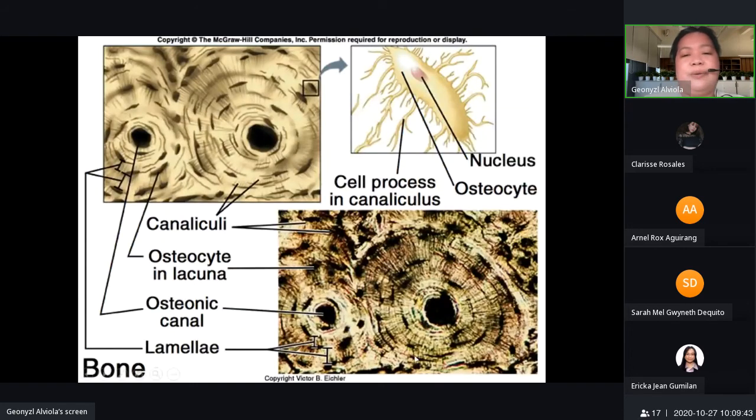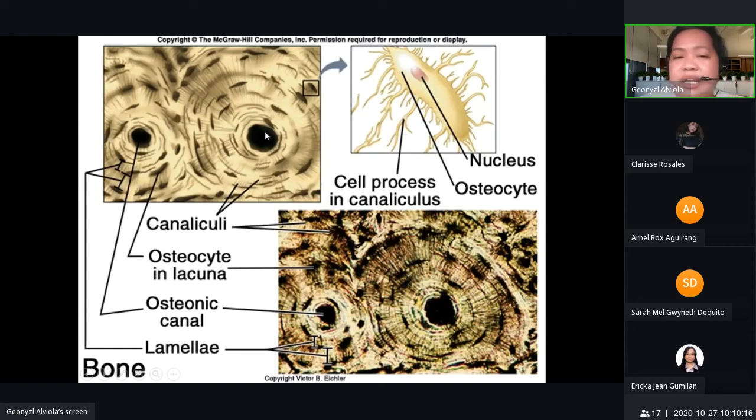So, based on the microscopic cross-section, this is a cross-section. We have here an elliptical black shape surrounding a darker black circle at the center. So this is the Haversian canal through which the blood vessels and nerves pass.